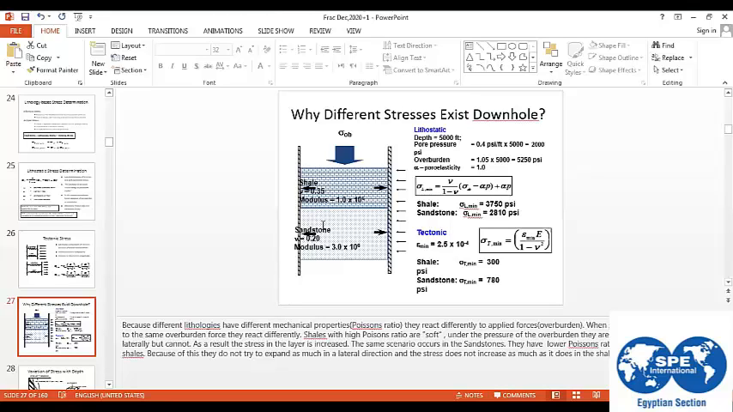Okay, we have another question. How we can change mud weight to avoid to fracture the formation, such as shale, and do not gain a reflux?